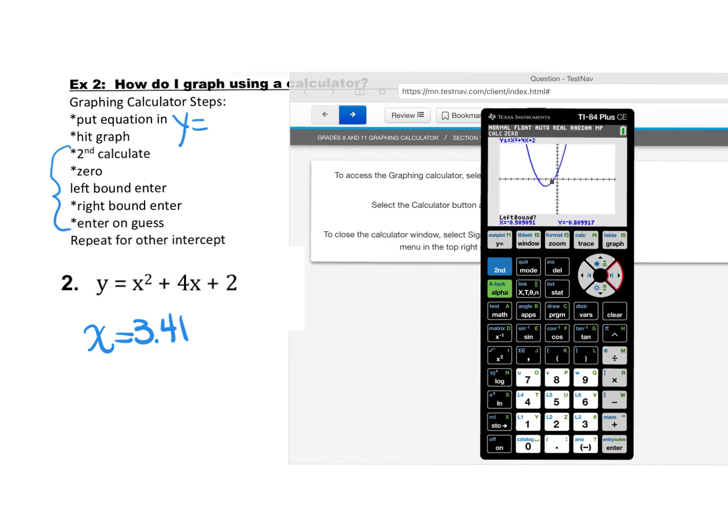And now we're going to head all the way over here where the left bound is right underneath the line, enter. Scroll going above the line, enter. And then again, you have to guess. So in this case, now notice our x is equal to, let's just round it to 5.9.